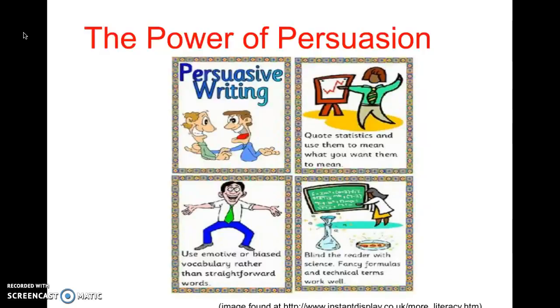You might use emotive or biased vocabulary rather than straightforward words. And you might even blind the reader with science. So you might have fancy formulas or technical terms to really support yourself as an expert to persuade somebody. And sometimes this is really true. If you're a particular expert in an area, and you know the research behind that particular thing, then you tend to be a more credible writer for a particular cause.